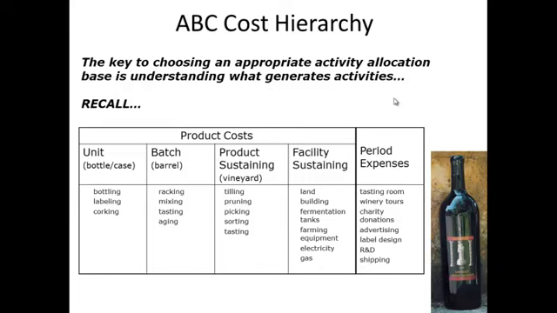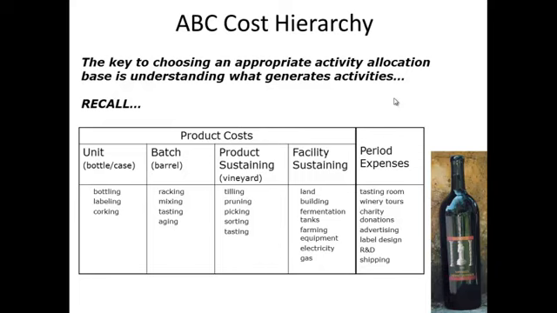So I had costs such as bottling and labeling and corking on the far left because those are unit level costs. And then I had costs associated with a barrel in the second column. So mixing, tasting, aging, the cost of the barrel itself. In the third column, I had costs associated with sustaining an entire product line. So in our example, that would be the cost of maintaining the vineyard itself, so the pruning and the picking and the sorting and the tasting.